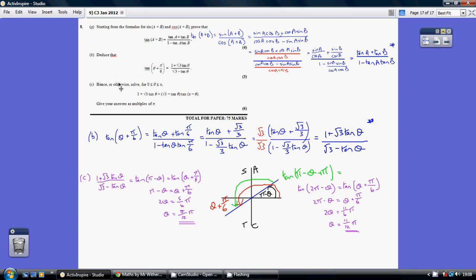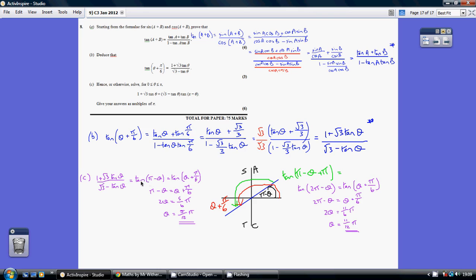Now for part C, it's pretty easy to get an answer doing it this method, so we'll start off with this. Hopefully you will see that what we're being asked to show, this left hand side here is just this numerator, and this first bit of the right hand side is just this denominator. So if we start with this and choose to divide both sides by root 3 minus tan theta, we get 1 plus root 3 tan theta over root 3 minus tan theta, and we're left on the right hand side with tan(pi minus theta). So that's this bit here.